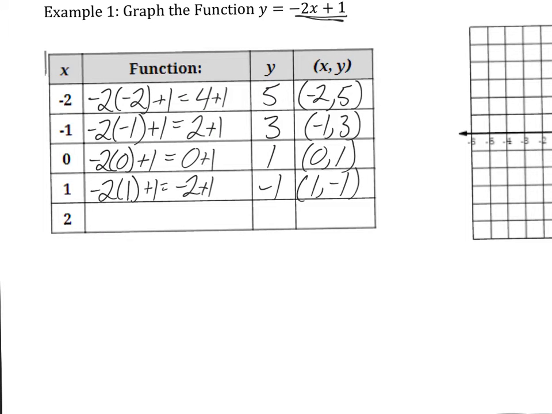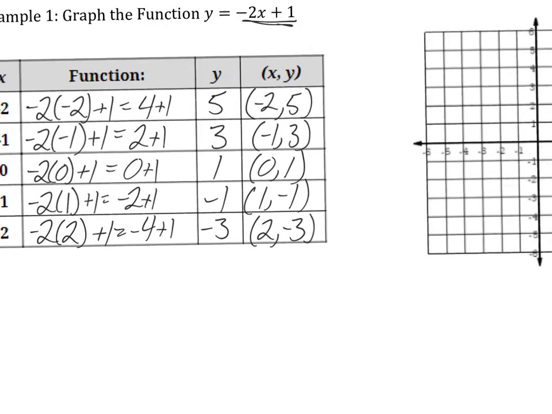Okay, so when we plugged in 1, we should have gotten our y to be -1. So we have a point at 1 comma -1. And then our very last one, we have -2. We're going to plug in 2 plus 1. So that is -4 plus 1, which is -3. So we have a dot at 2 comma -3.